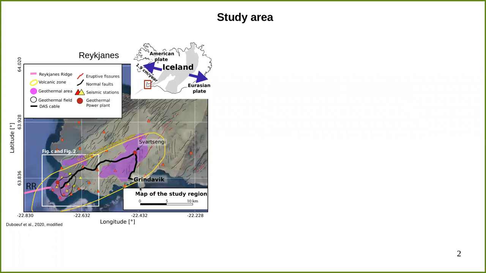The yellow line marks a volcanic zone, which is associated with a lot of eruptive fissures and normal faults here given by the black and red lines. In particular, I would like to draw your attention to the purple areas, which show high temperature geothermal fields, and the red dots show geothermal power plants. The black thick line represents the DAS cable used in the study. It starts in the town of Grindavik, then goes up to the Svartsengi power plant where it bends towards the southwest.